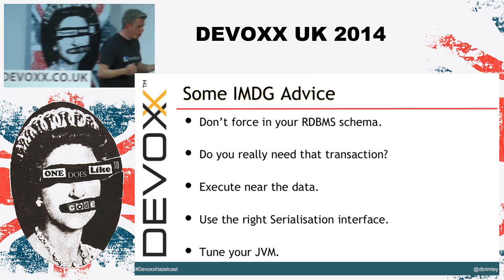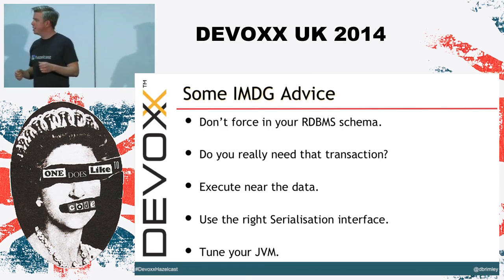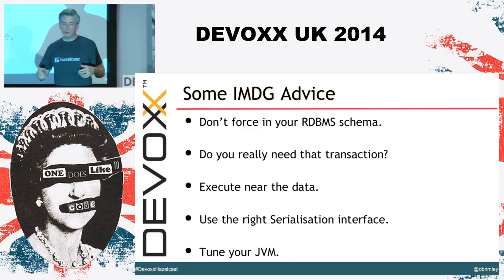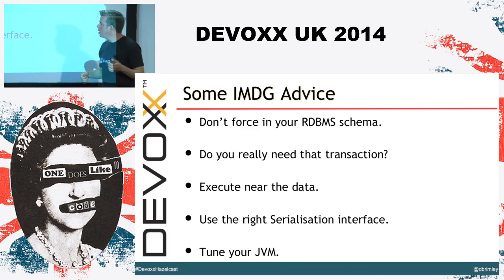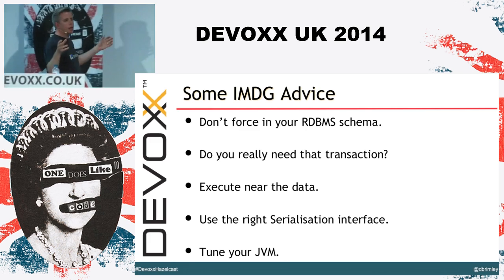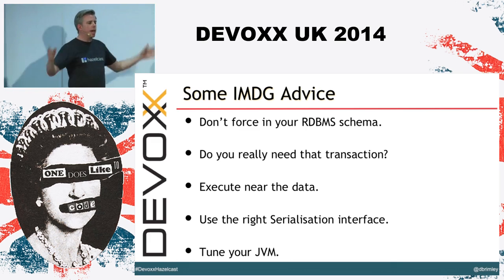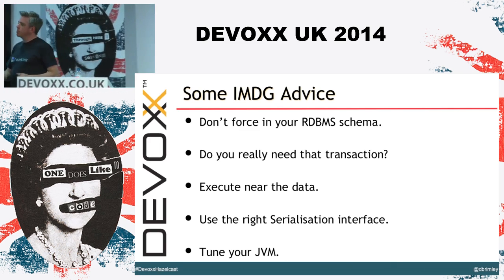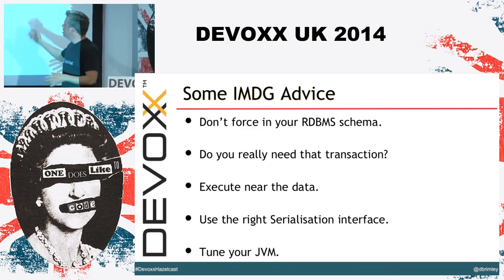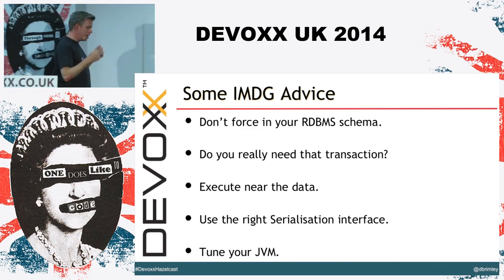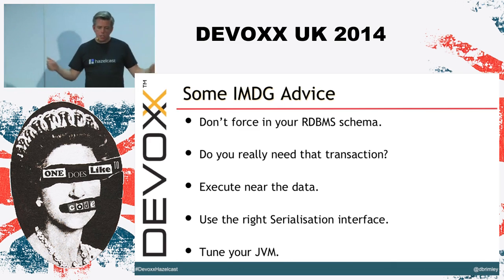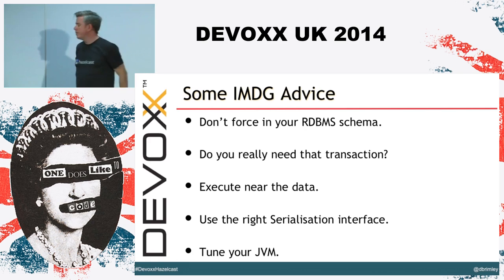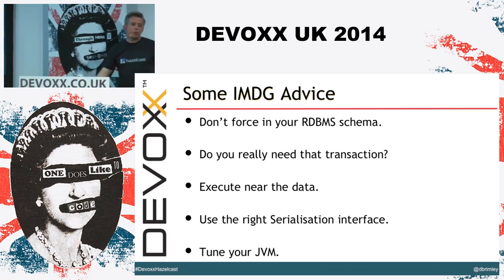Right. So very, very quickly, just some IMDG advice. One of the most common use cases for an IMDG is when you've got a slow or hard-to-scale database, and you want to stick a cache above it. One thing to bear in mind: don't try and take your relational schema and turn it into the same thing inside the in-memory data grid. Think about how you're reading the data.